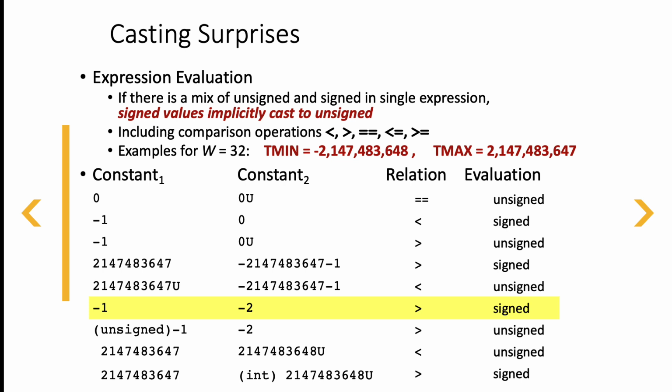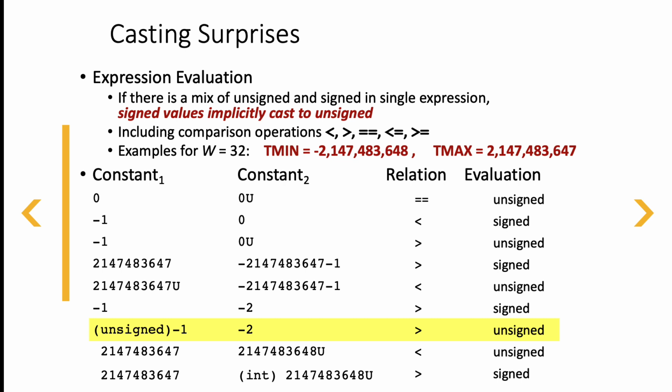So that's another one that can be a little odd. -1 is greater than -2 when both are signed. No surprise there. An unsigned -1, however, if we cast -1 to unsigned, then the -2 implicitly gets cast to unsigned. So we still end up with the same evaluation, right? The relation, it's still greater than, but it's actually evaluated as an unsigned instead of a signed. So this is another thing to be very careful of.